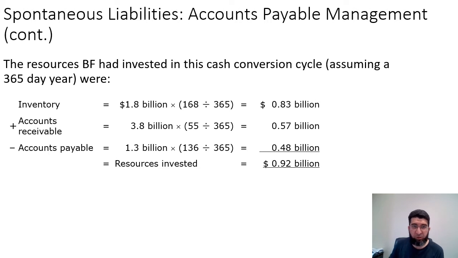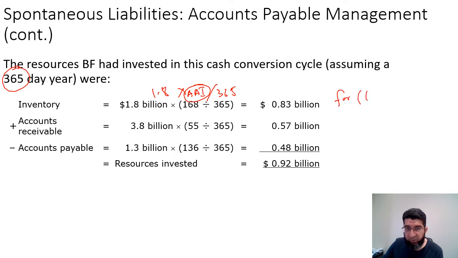So we can see the resources BF has invested in this cash cycle. Obviously, we assume 365 days a year. So inventory is 1.8 billion multiplied by the average age of inventory divided by 365. When we multiply by 1.8 billion, we are taking the daily figure for the average age of inventory. So multiplying gives us the total inventory for this average age of inventory. This is for 168 days, this is for 55 days, and this is for 136 days.